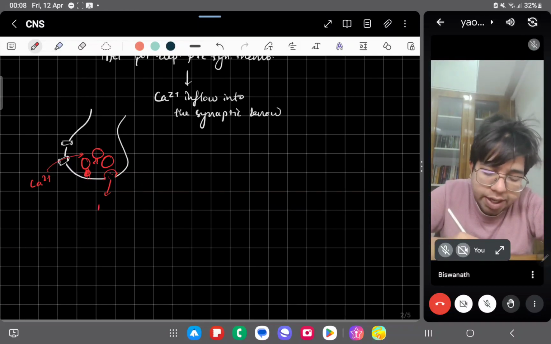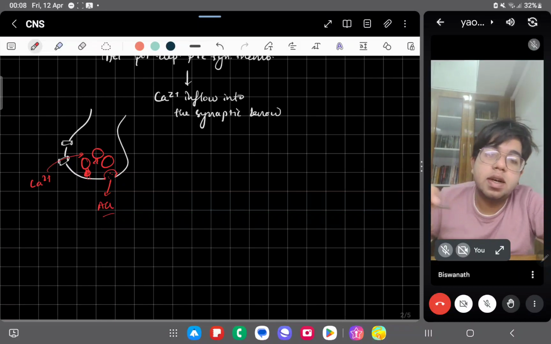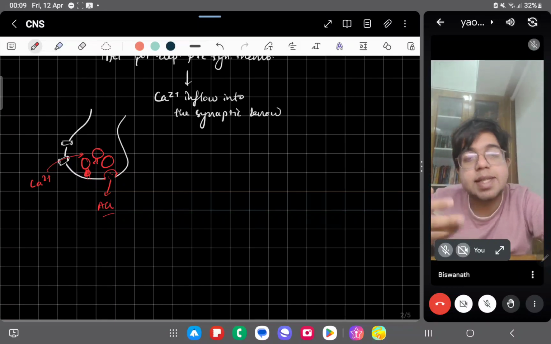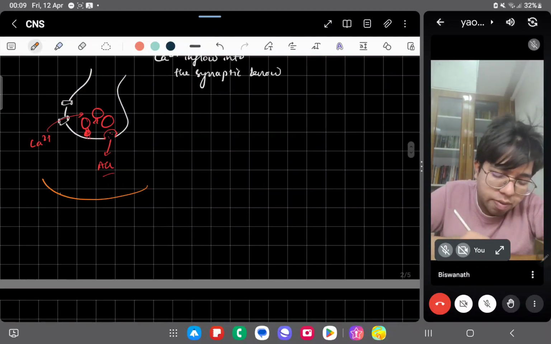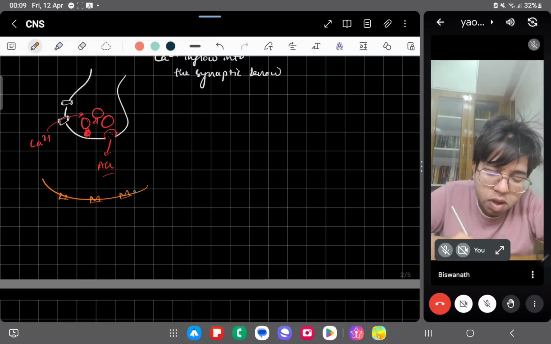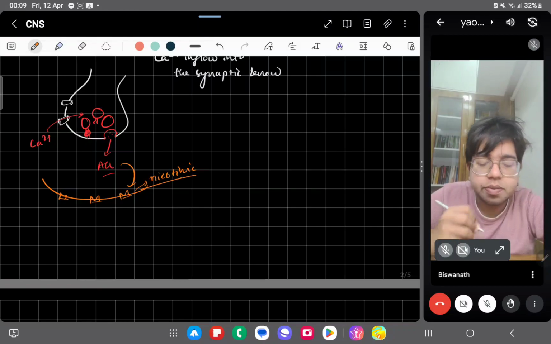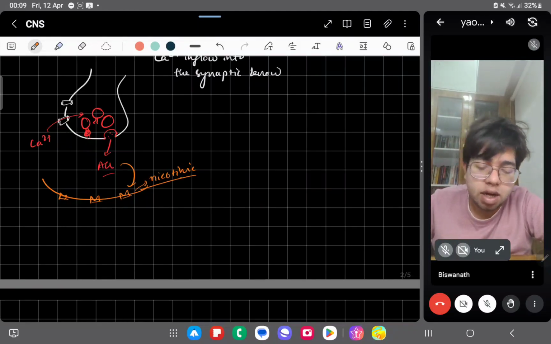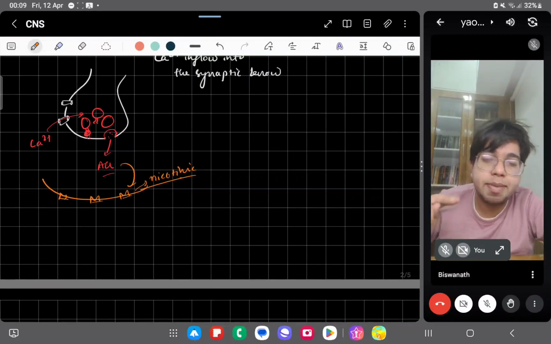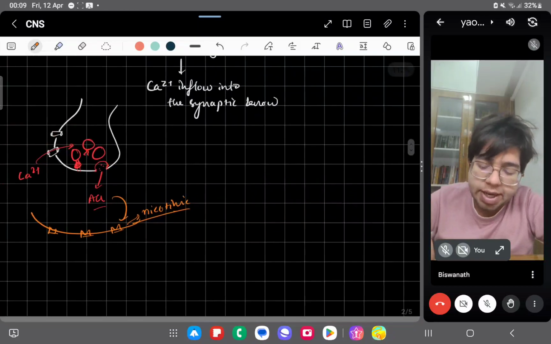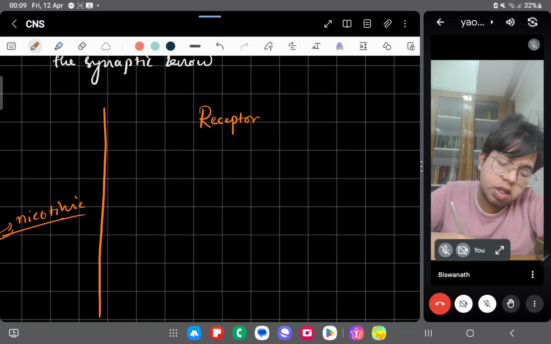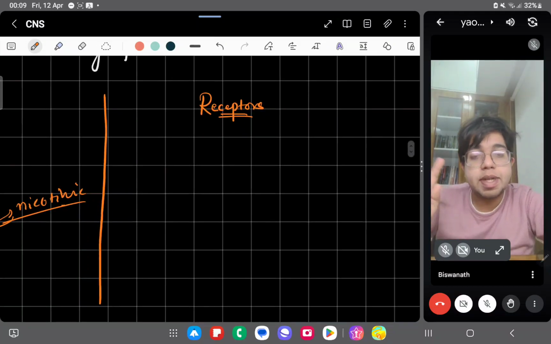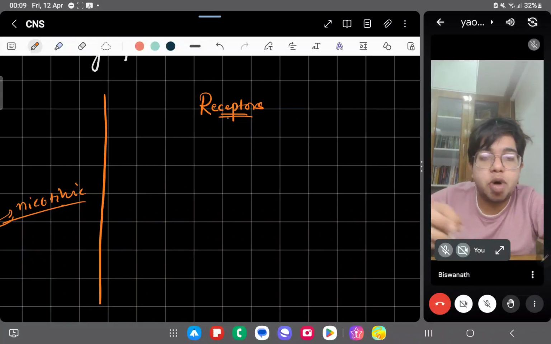This fusion will cause the release of acetylcholine, right? This will open and the neurotransmitter will be released, acetylcholine or any neurotransmitter I am taking, okay? And this neurotransmitter will act on receptors, right? If it is acetylcholine, then we have nicotinic receptors. We have types of anion channels. We have cation channels. Receptors also are of two types. Okay, so basically, if I want to classify receptors, just write this: receptors are of two types. One is your ionotropic, one is your metabotropic.